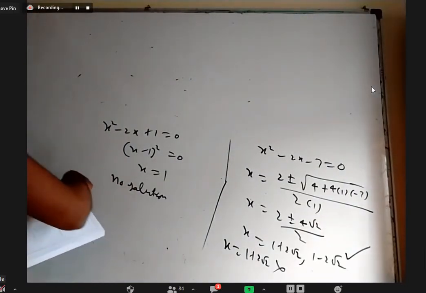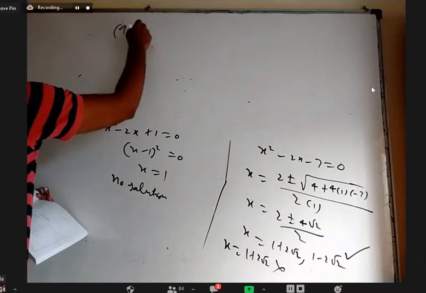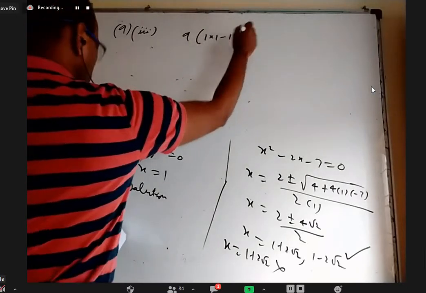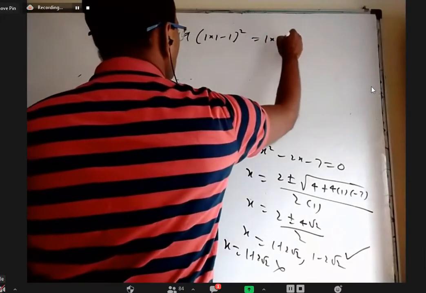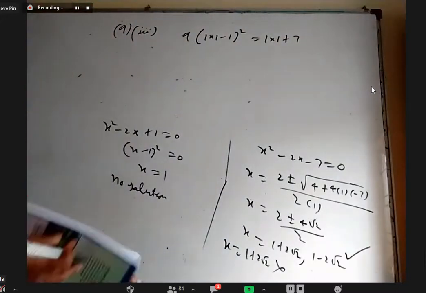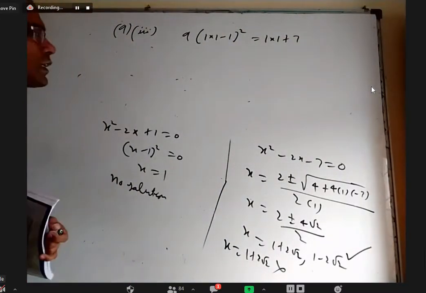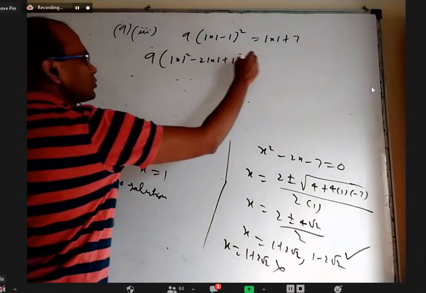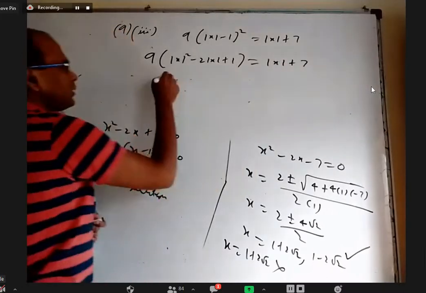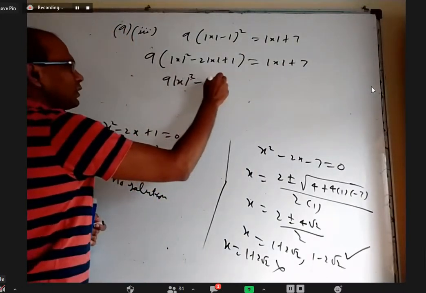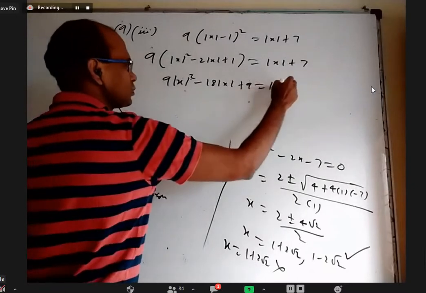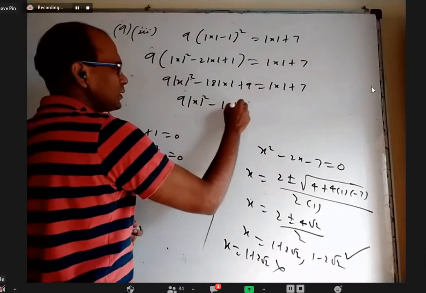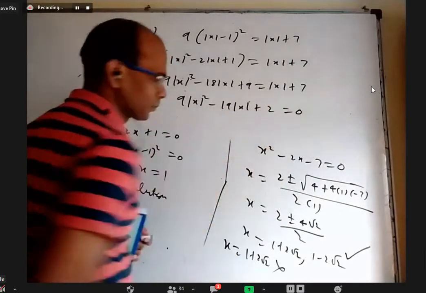Okay, ninth one, third one. I don't think I need to take x positive, x negative, even though mod x is there. Let us see why. 9 into mod x minus 1 whole square equal to mod x plus 7. If we take mod x as t, it is a quadratic in terms of t, so no need to take cases. Just expand: 9 into mod x square minus 2 mod x plus 1 equal to mod x plus 7. 9 mod x square minus 18 mod x plus 9 equal to mod x plus 7. When you bring everything to one side, 9 mod x square minus 19 mod x plus 2 equal to 0.